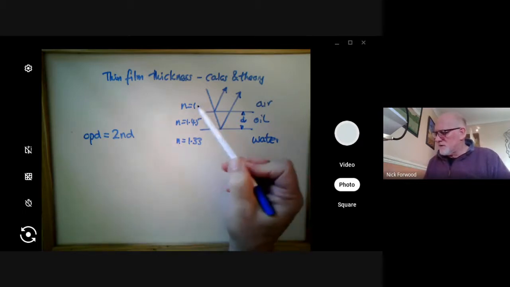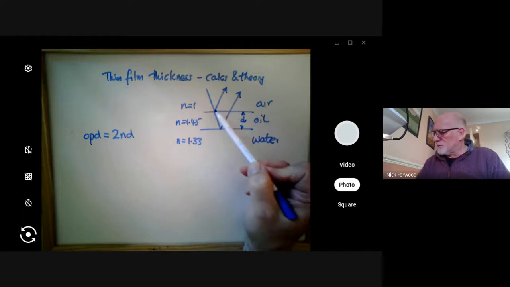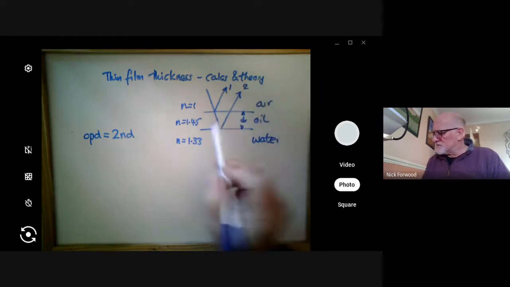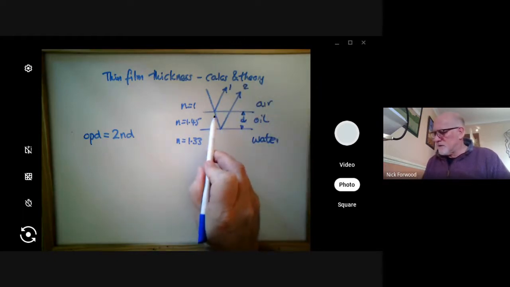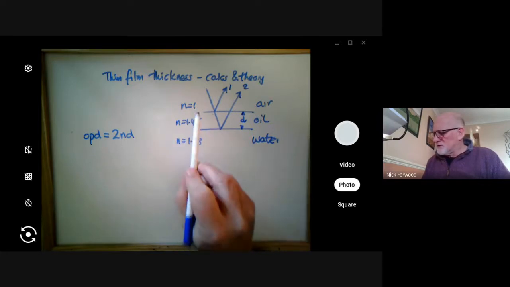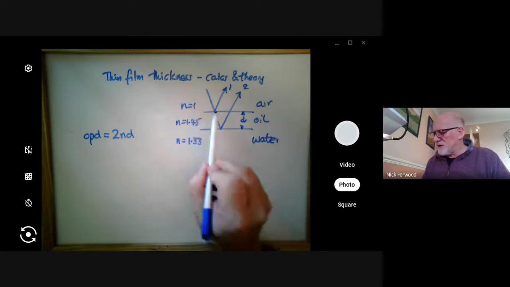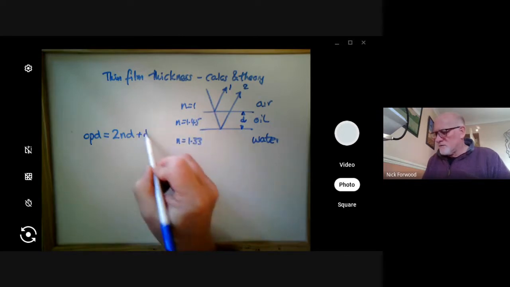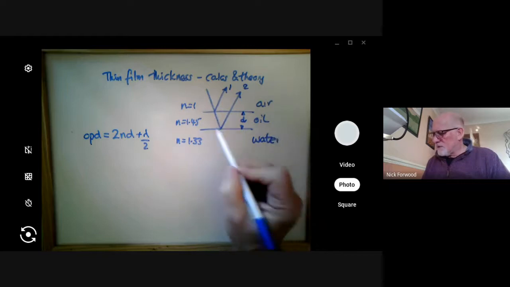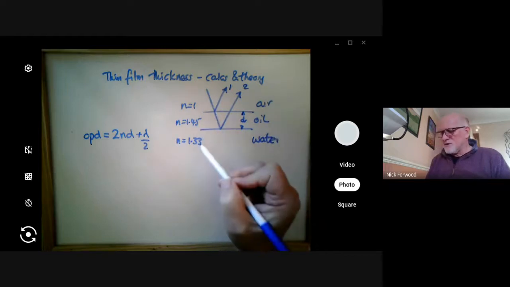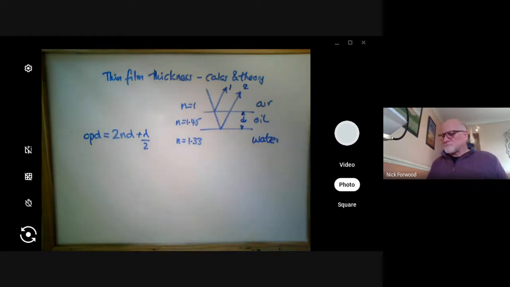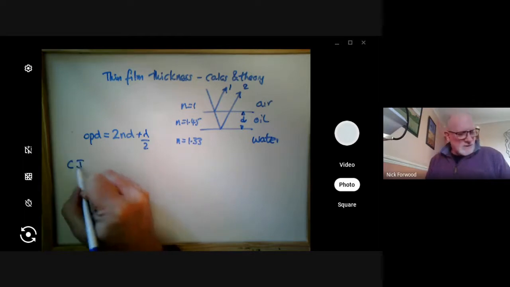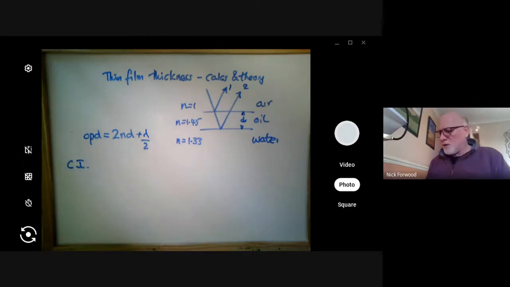So we're going to look at this first one, ray 1, which reflects from the air-oil interface. So we're looking at low to high index, so there is a phase change of half a wavelength for ray 1. Ray 2, that's high to low, so no phase change. So there's our total optical path difference.